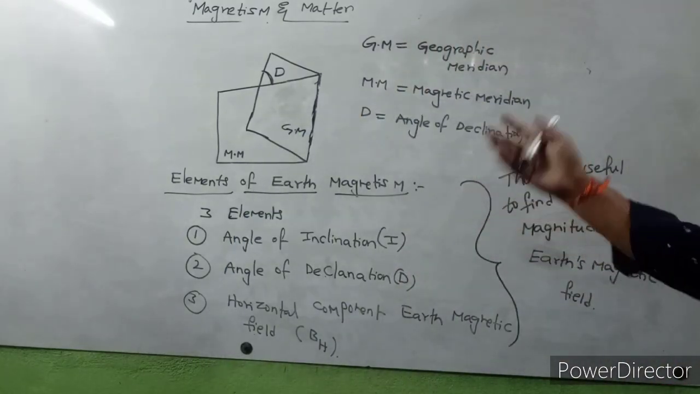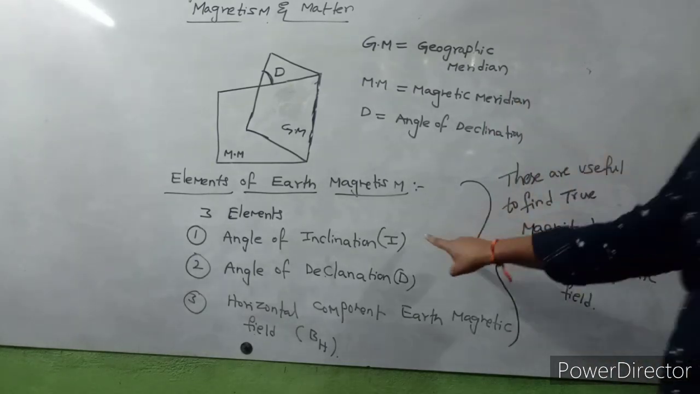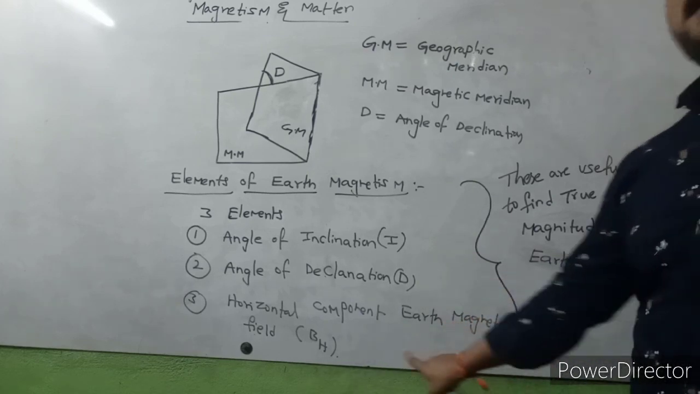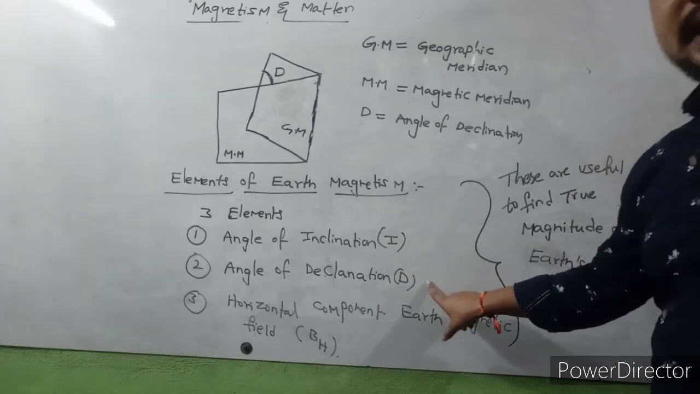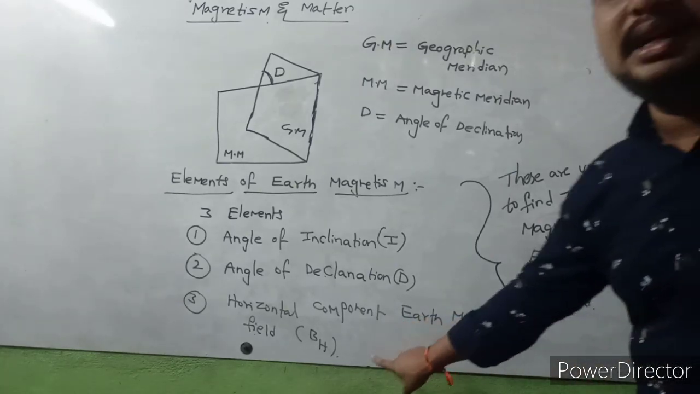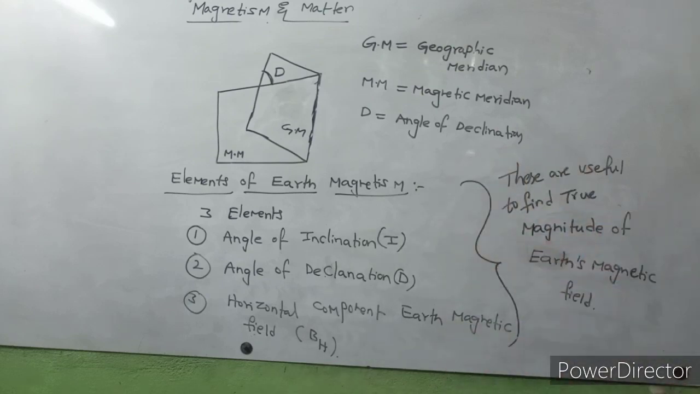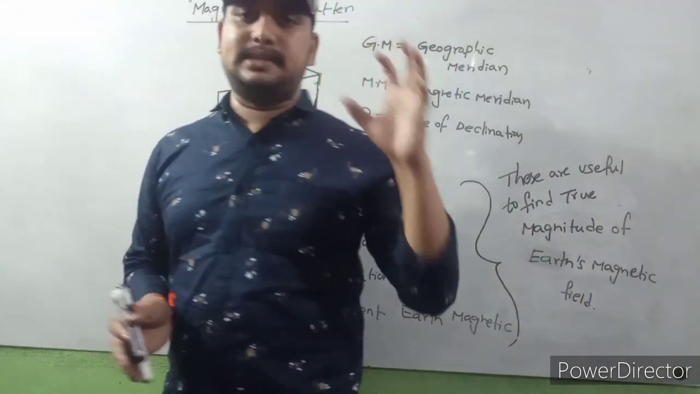What are the elements of earth magnetism? We have three elements of earth magnetism. One is the angle of inclination, the angle of declination, and the horizontal component of the earth's magnetic field. Angle of inclination is indicated with I. Angle of declination is indicated with D. And the horizontal component of the earth's magnetic field is indicated with BH. These three elements are useful to find the true magnitude of the earth's magnetic field. So this is the overall concept of earth magnetism.